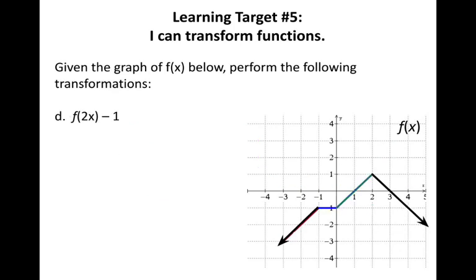All right, next, a horizontal. So in the parentheses, I have a 2 times x. That is going to be a horizontal compression. And this -1 means I am moving down 1. And since I am dealing with a stretch or compression, I am actually going to make a table.